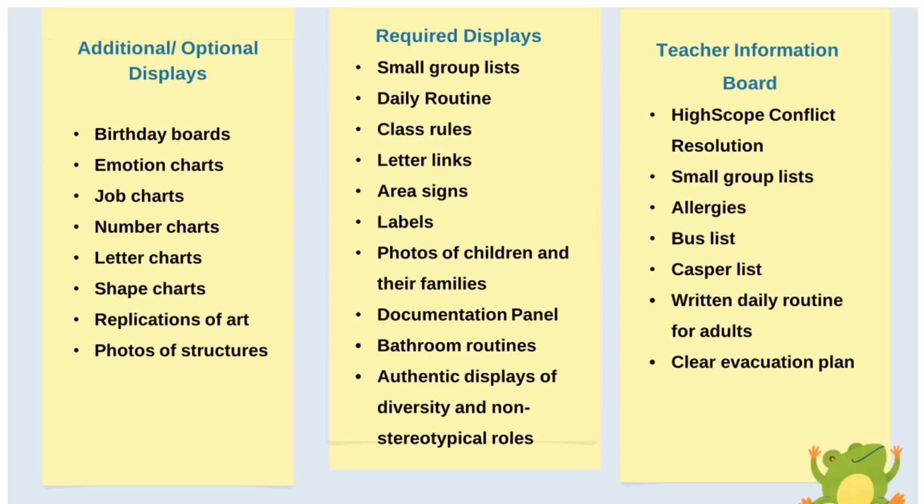Some additional displays might include birthday boards, emotion charts, job charts, number and letter charts, shape charts, replications of art, and photos of structures. It is also important to note that a teacher information board for adults must be present. That might include the High Scope conflict resolution steps, your small group lists again, any allergies, bus lists or car pass lists, a written daily routine for adults to read, and a clear evacuation plan.